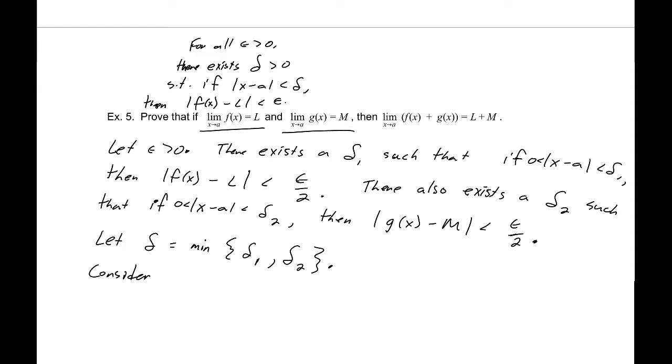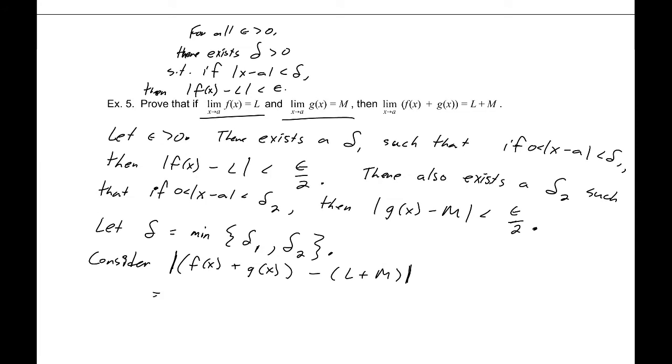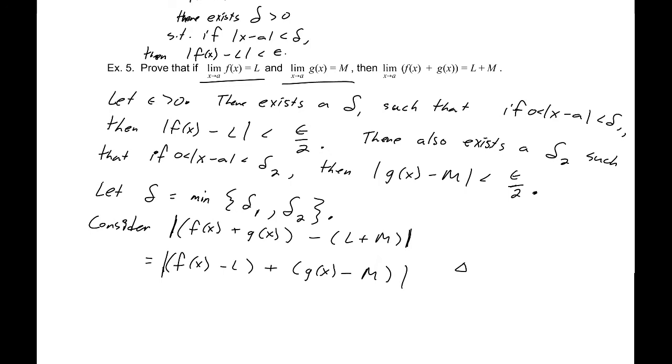All right. Consider the absolute value of f of x plus g of x, minus L plus M. That is what we claim here. Now that is equal to the absolute value of f of x minus L plus g of x minus M. All right, now we have something called the triangle inequality, which says that the absolute value of A plus B is less than or equal to the absolute value of A plus the absolute value of B. So this allows us to break this up into two absolute value statements.